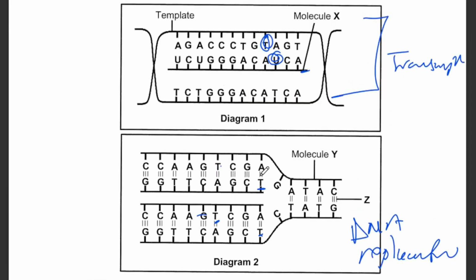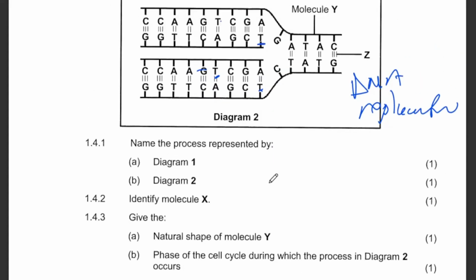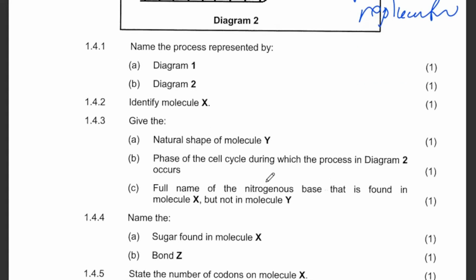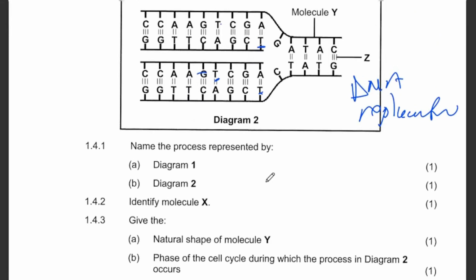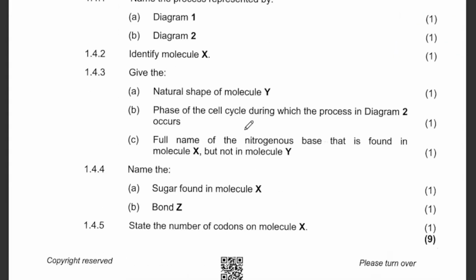Okay, there are some questions I ask you to do. Diagram 1, transcription, we said. Diagram 2 is DNA replication. Identify X. What is X? If you look at X, where is X? X is a messenger RNA. They are looking for this molecule. It's messenger RNA.